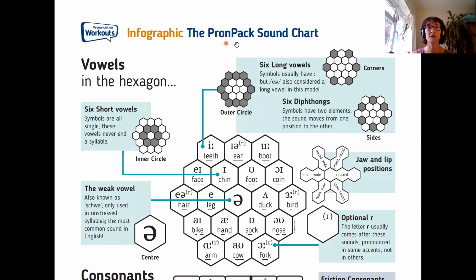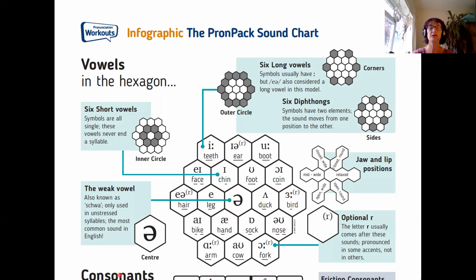And then last week I came across this, the Pron Pack, and I used this today in a class with a student, and I have to say, it was pretty awesome. So I want to talk you through this and just explain a little bit about how this works. I'm only going to talk about vowels. I'm not talking about consonants today.